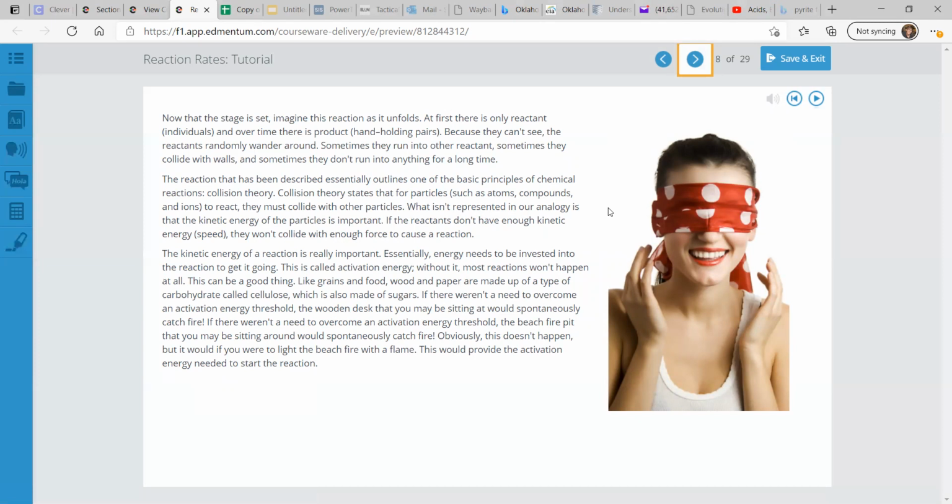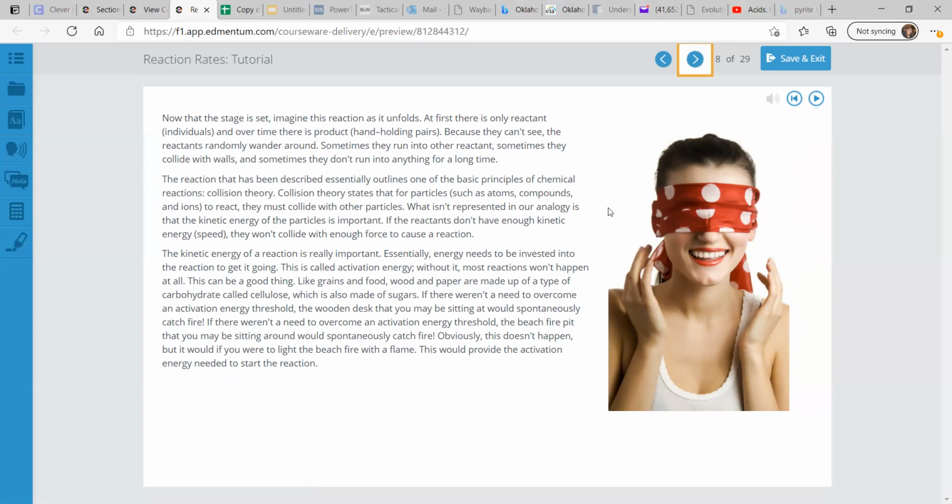And the reaction that has been described essentially outlines one of the basic principles of chemical reactions, and that is collision theory. That theory states that for particles like atoms, compounds, and ions to react, they must collide with other particles. What isn't represented in our analogy is that the kinetic energy of the particles is important. If the reactants don't have enough kinetic energy or speed, they won't collide with enough force to cause a reaction. The kinetic energy of a reaction is really important.